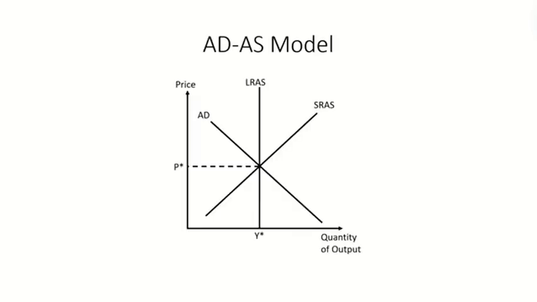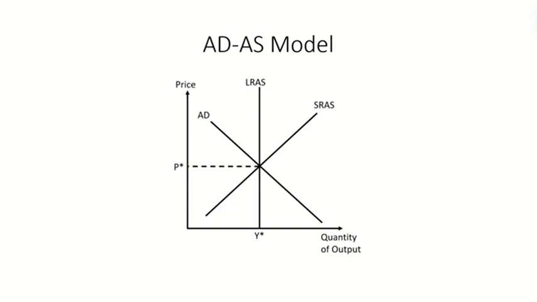Let's take a look at the aggregate demand, aggregate supply model with the quantity of output on the x-axis and price on the y-axis. We have an upward sloping short-run aggregate supply, a vertical long-run aggregate supply, and a downward sloping demand.